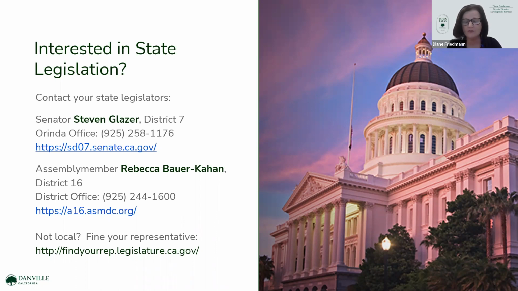Right now, Senate Bill 9, the housing bill, is going to be voted on next week on the Assembly floor. So Assemblymember Rebecca Bauer-Kahan will be voting on that bill, and then it will be going back to the Senate. Senator Steve Glazer from District 7, who is our elected official, will also be voting on it very shortly. Next slide, please.